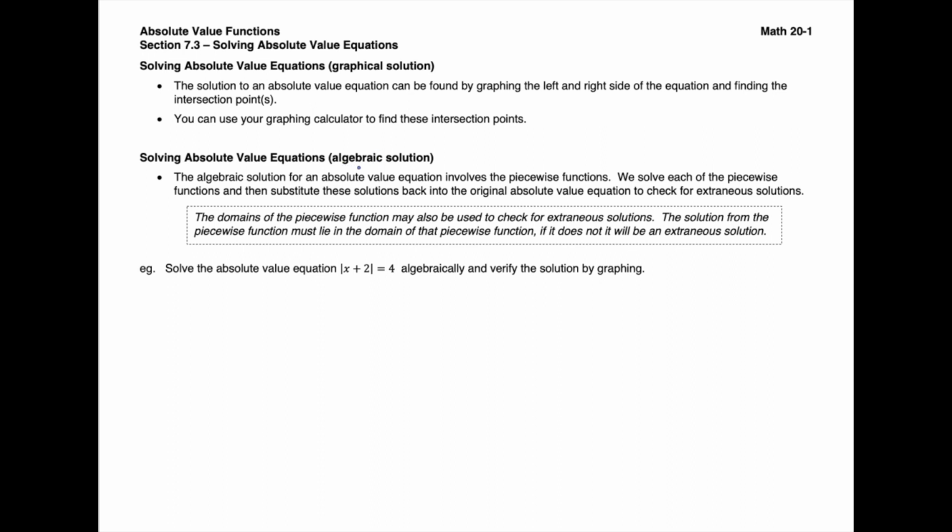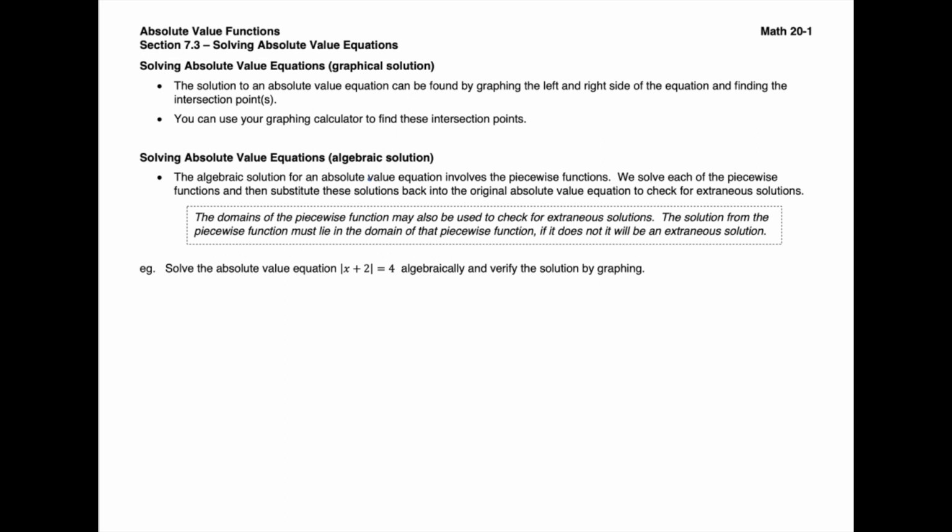The other one too is not too bad for these ones as well. They're a little bit longer, but again, fairly doable. These are the algebraic solutions. And so what we're going to do is we're going to be solving each of the piecewise functions. So if you remember, every absolute value sign can be broken up into piecewise functions, one with a positive 1 multiplied through and one with a negative 1 multiplied through.